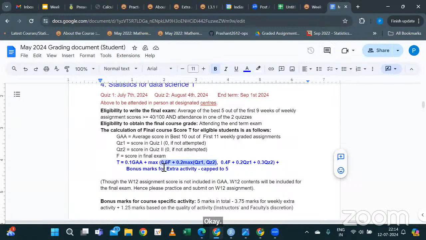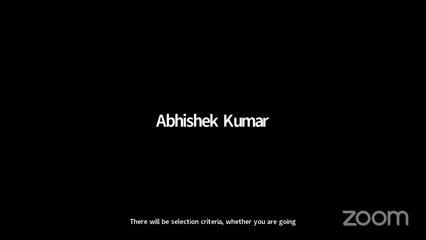And sir, what about the mock test, if we miss it? No, that doesn't impact. The mock test is just to give you an idea. Even the graded ones? Graded ones have an attendance weightage. Based on graded assignments, there will be selection criteria on whether you are going to sit for your Q1, quizzes, Q2 or not.